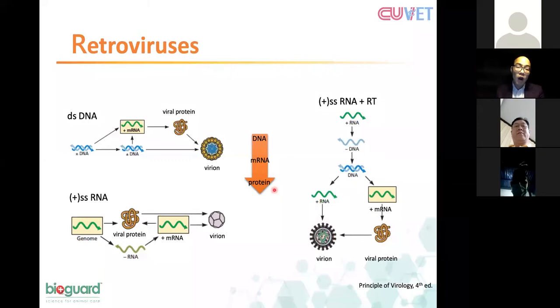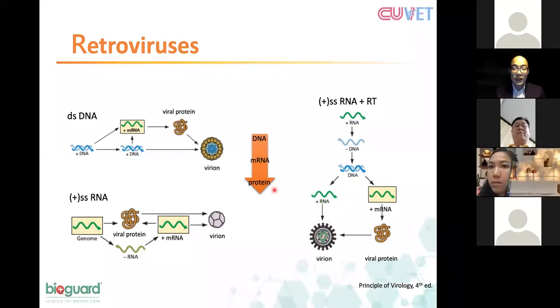So they always go retrovertly, they go backwardly up the molecular biology scheme. And that's why all the viruses that require this unique mechanism for replication are called retroviruses, because they go backward, they go upward the central dogma of molecular biology.